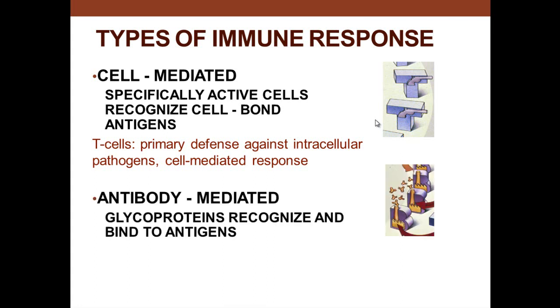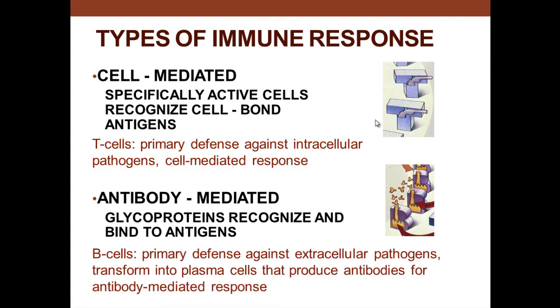pathogens. Also, there's antibody-mediated. Here we have glycoproteins that recognize and bind to antigens, and those proteins are antibodies. Antibodies, the B cells, primary defense against extracellular pathogens, intracellular versus extracellular pathogens, as B cells transform into plasma cells that produce the antibodies for the antibody-mediated response. Cell-mediated, antibody-mediated response. These are the cells, these are the products of the cells.